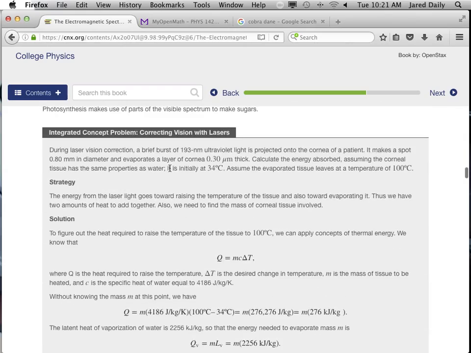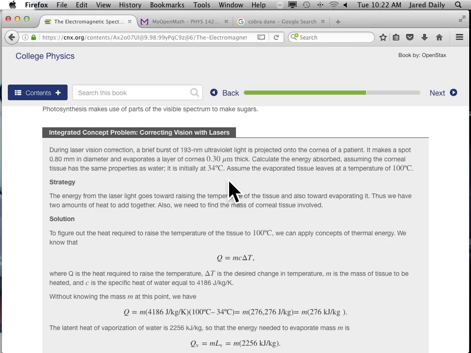All right, so here's an integrated concept, correcting vision with lasers. So this is LASIK surgery, right? It turns out that in LASIK surgery, we're using a 193 nanometer ultraviolet laser, and we're making a spot that's 0.8 millimeters and evaporates a layer of 0.30 micron thick stuff in your eyeball. Right? And so this is how LASIK works.